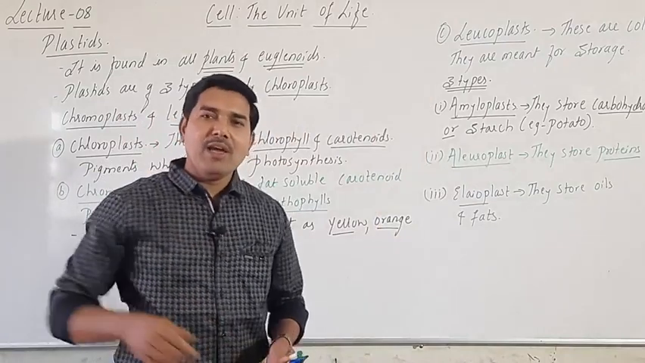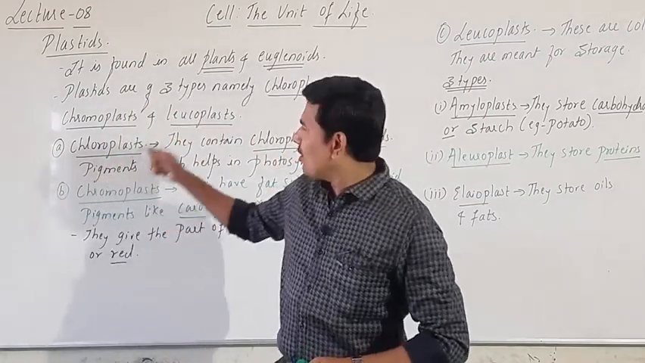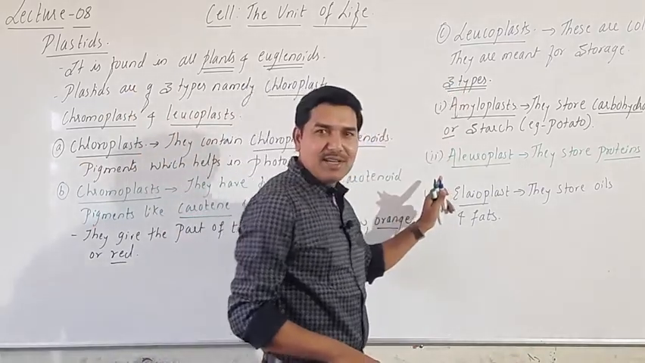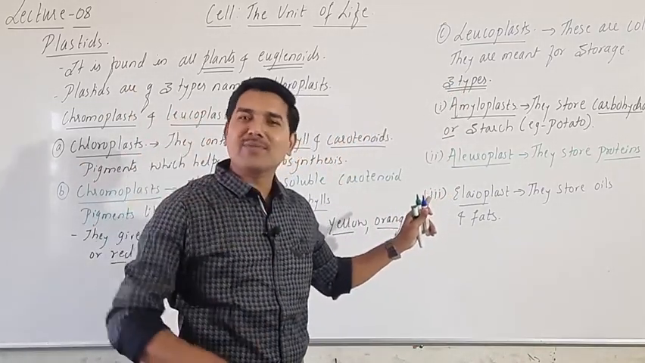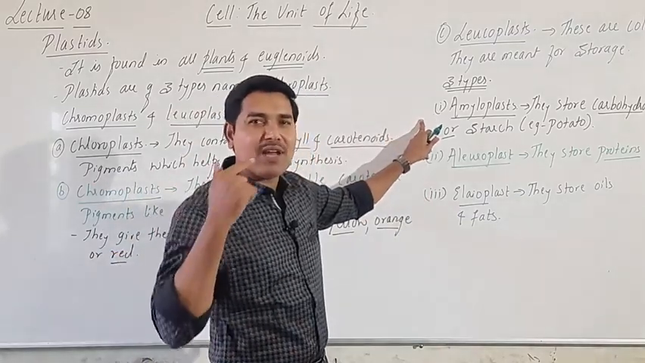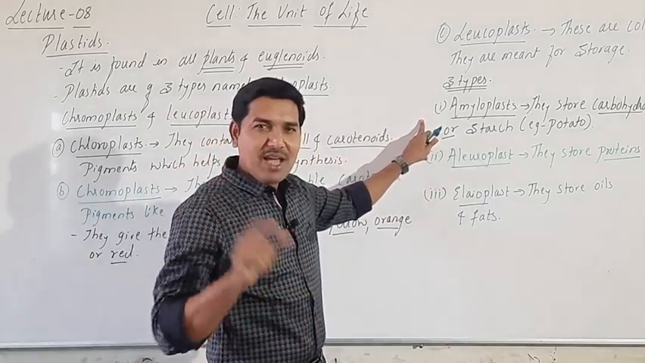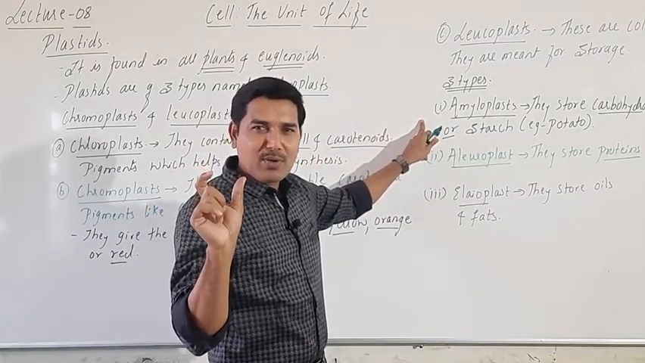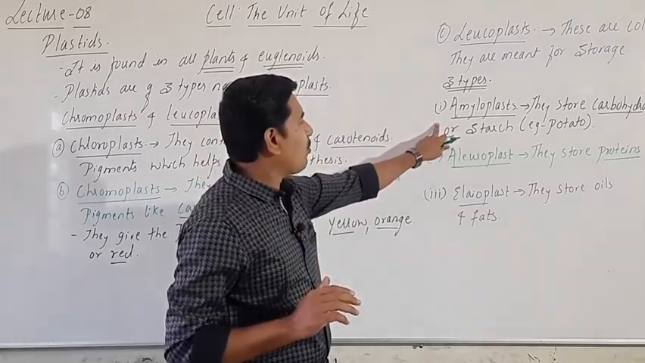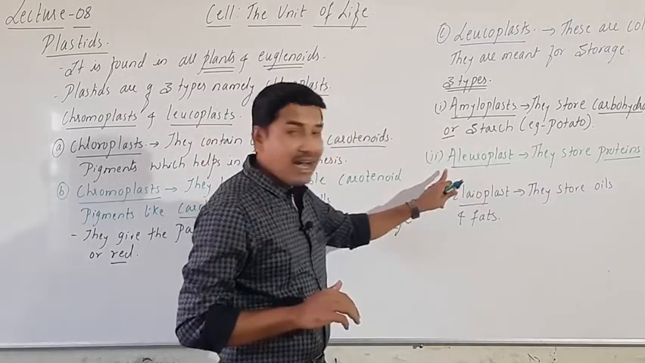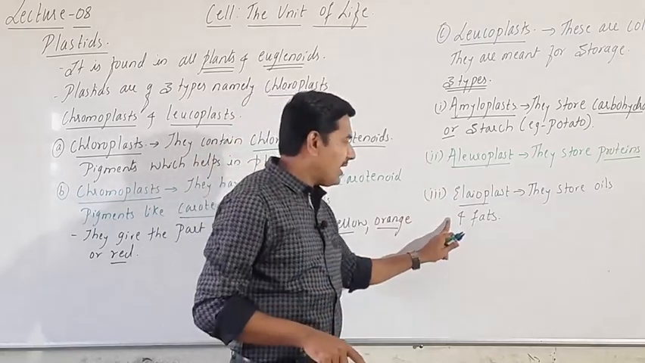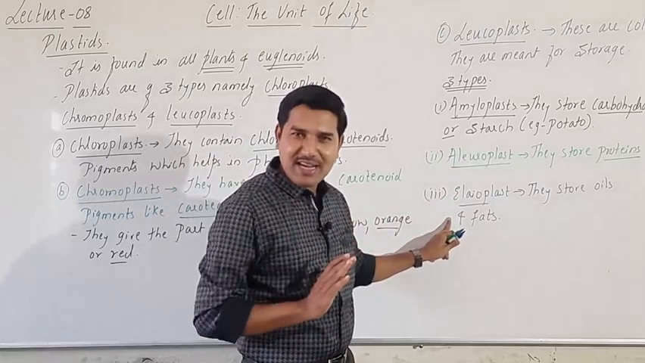Remember plastids are of 3 types: chloroplast, chromaplast and leukoplast. Leukoplasts are of 3 types, meant for storage of substances in the plants, especially amyloplast. We call salivary amylase a carbohydrate digesting enzyme. Remember the name amylo: wherever amylo comes, it is related to carbohydrate. So amyloplast store carbohydrates. When aleuron comes, it stores protein. And leukoplast store oils as well as fats.